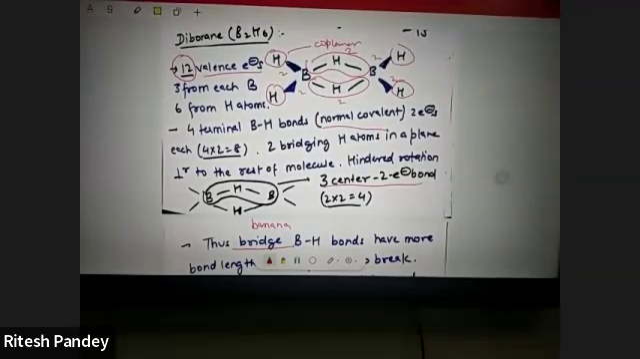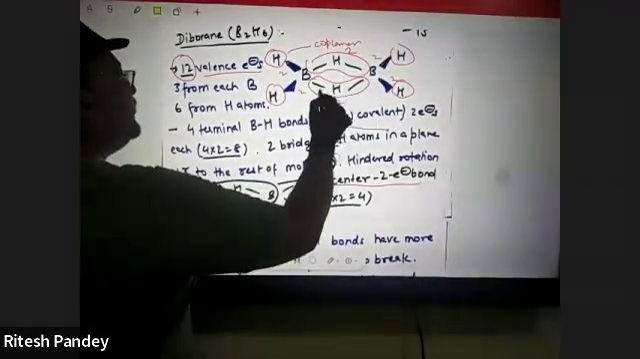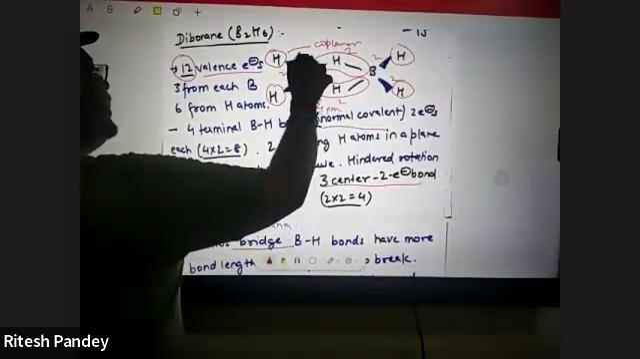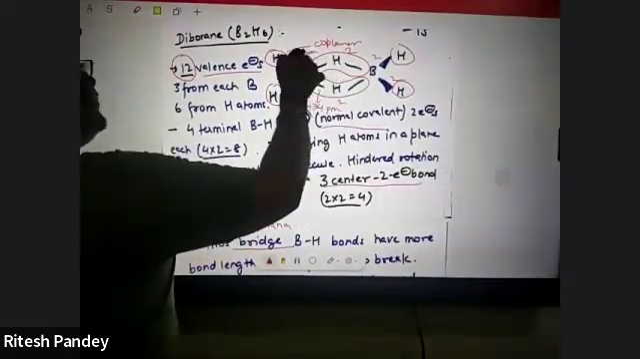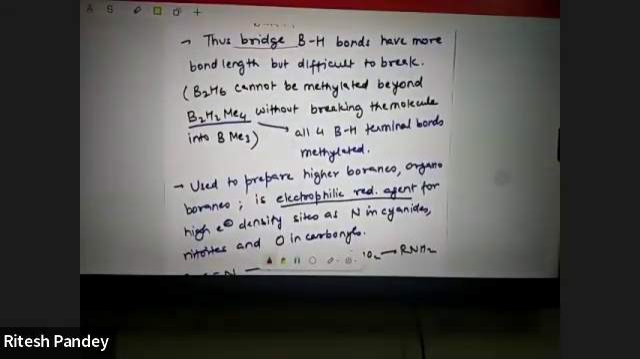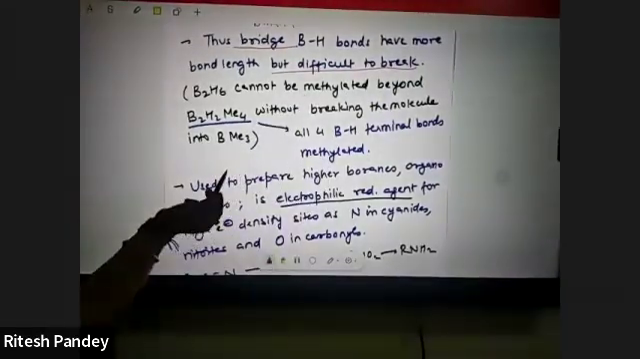119 picometer and 134 picometer. So as expected, this is 134 picometer. This entire length is 134 picometer. And this is 91 picometer. So as expected, this with more electron density will be smaller. But as we move on, we realize that the bridge bonds, despite having more bond length, are difficult to break. So this is information which you'll want to have.